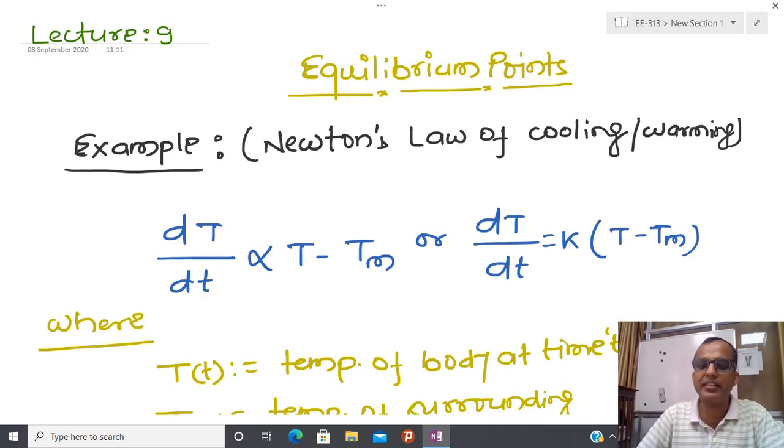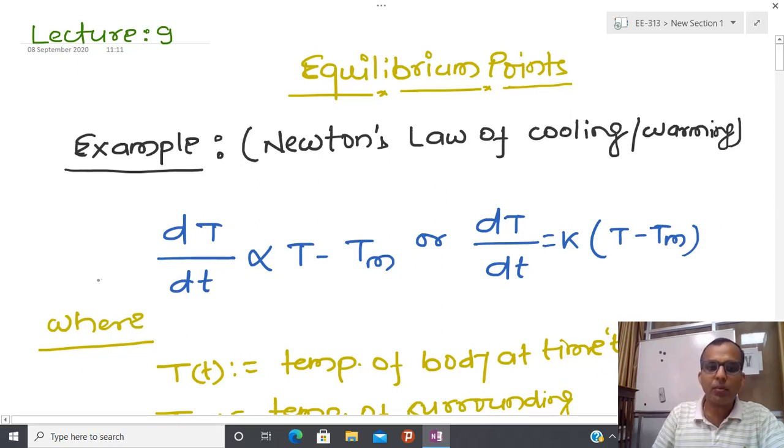suppose that the outside temperature is Tm. We all know that the rate of change of temperature, which may sometimes decrease and sometimes increase depending on the situation, is proportional to the difference of temperature between that body and the surroundings. Due to that reason, we have formulated this kind of law. Basically, this law is given by Newton.